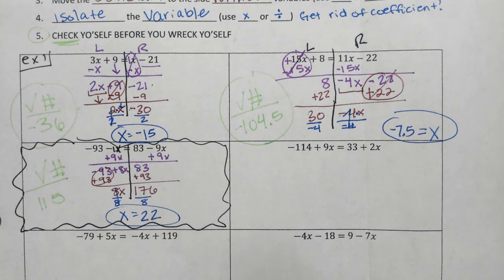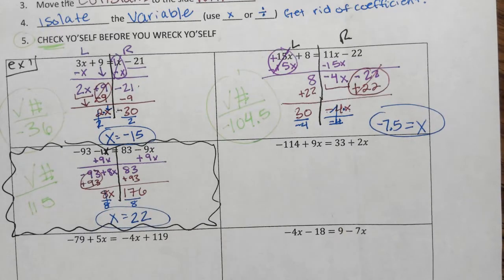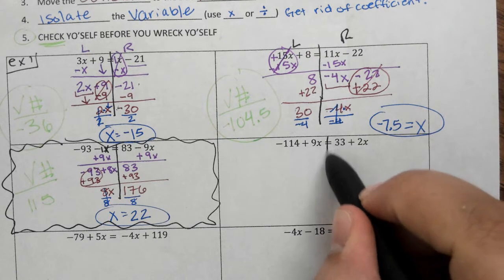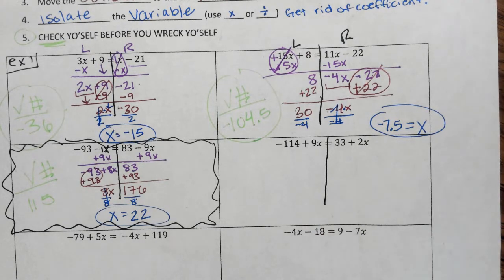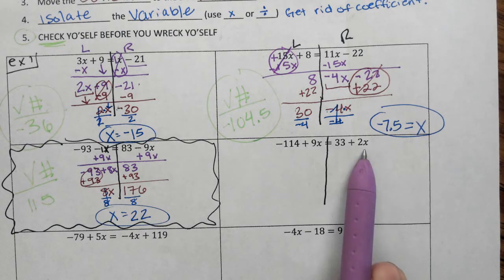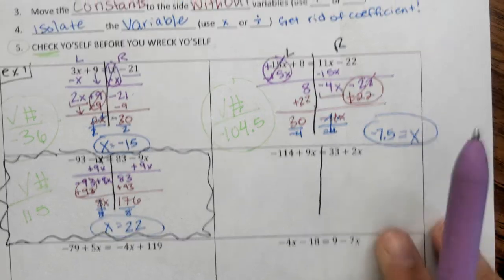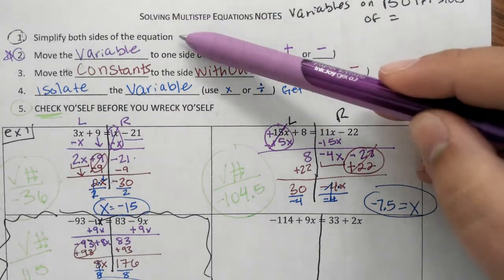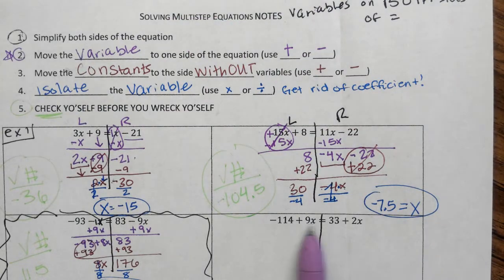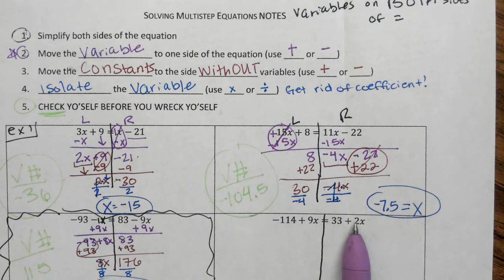Okay. On this problem, I'm going to solve it and ask you guys to do the checking on your own. Line down the equal sign. It does not matter which variable you choose to move, 9x or 2x. I guess we should check simplifying first. You cannot combine 114 and 9x, so the left side is simplified. You cannot combine 33 and 2x, so the right side is also simplified.